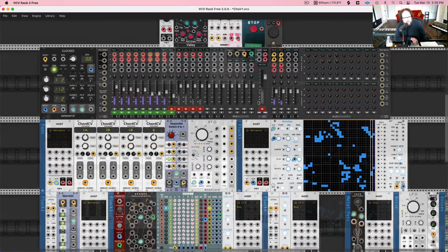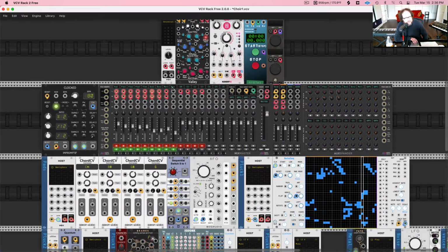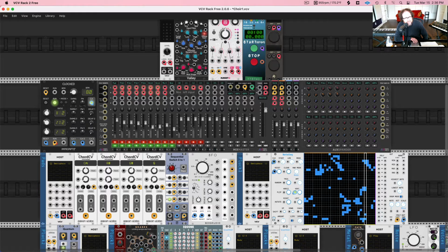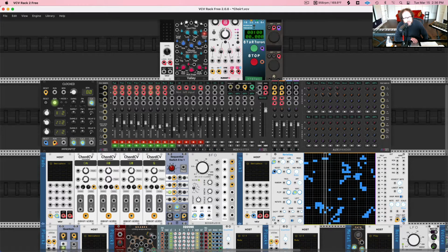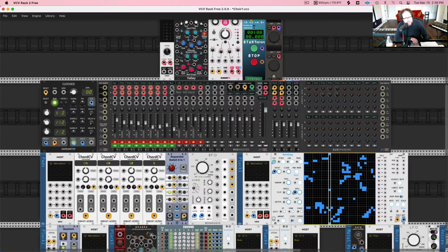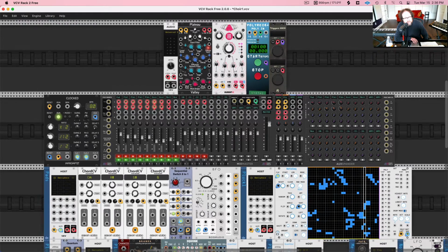Okay, so that's what the song sounds like. If you have a chance, check out VCV Rack 2. I'm running a 2013 Mac, the trash can looking Mac, and it seems to do fine with this. It overloads once in a while because there are some heavy modules in here that VCV offers.